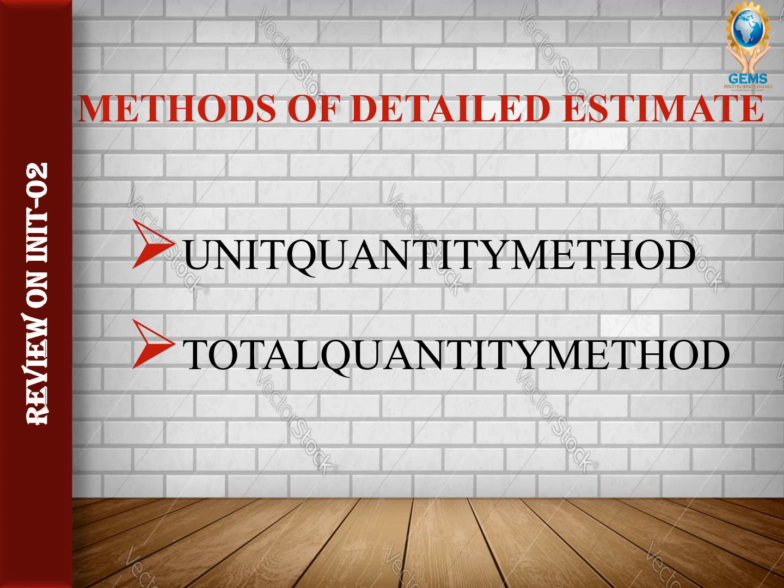So we have two methods of detailed estimate: unit quantity and total quantity. Unit quantity means we get the quantity and cost values from similar structures. Total quantity means we get the quantity values from our drawings, split the structure, and find the cost of the structure. So this is about the methods of detailed estimation.